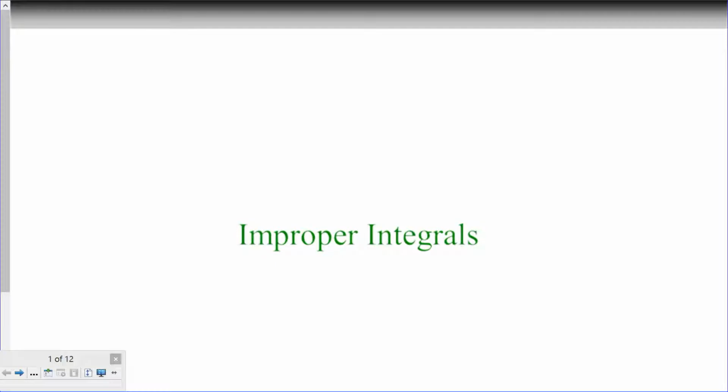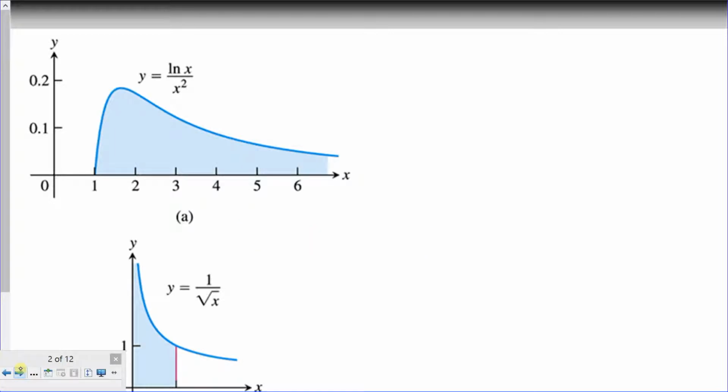In this video we're going to look at improper integrals, and let's get on with it. In this slide we have a couple of functions here. One is the function f of x equals ln of x over x squared, and we will be asking the question, does the integral from 1 to infinity of f of x dx equal a finite number?